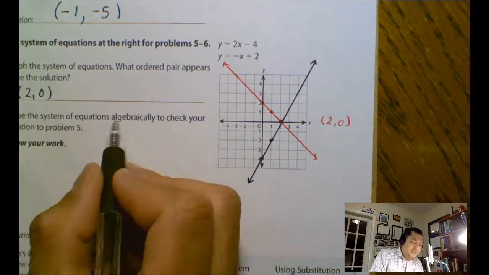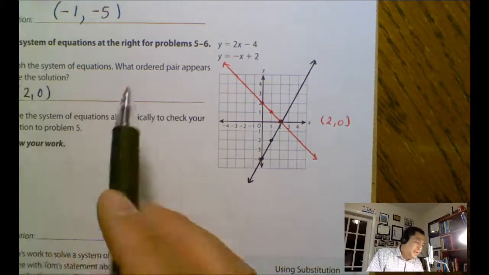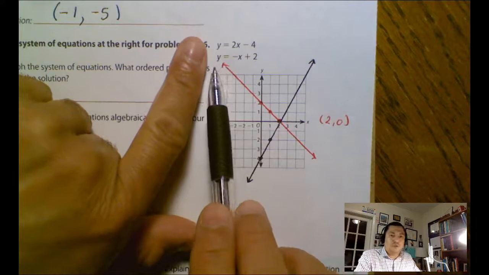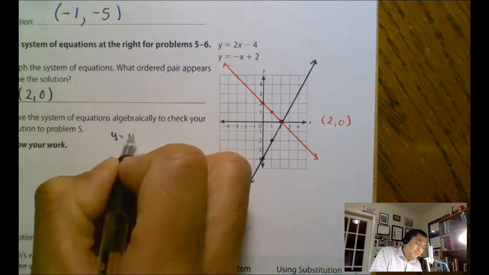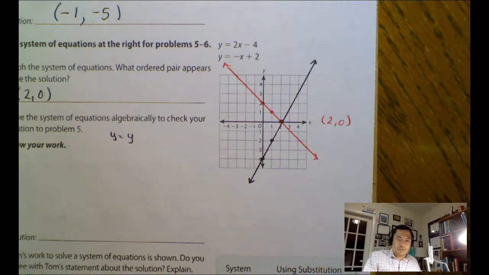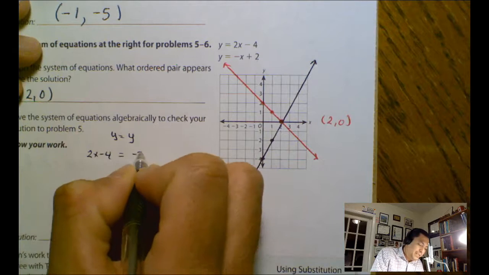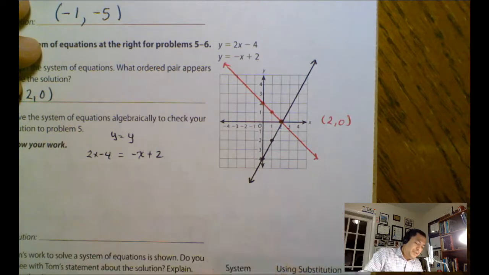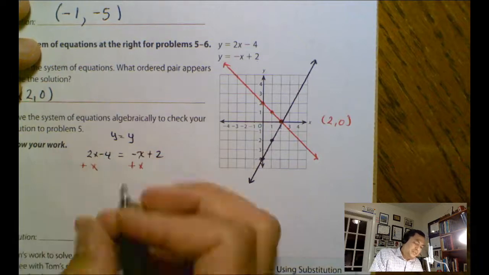Now solve the system of equations algebraically to check your solution in problem number 5. Now as you can see, both equations are solved for y. So I can say that y equals y. So if I do substitution, I end up with 2x minus 4 equals negative x plus 2. Let me get rid of this: x plus x. So this one goes away.